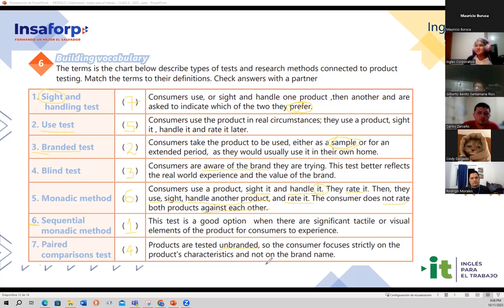Do you have questions? Another question that you may have about vocabulary that you saw here? Let me know.